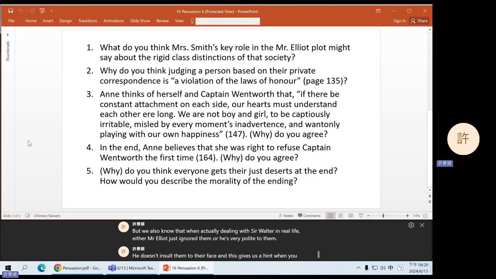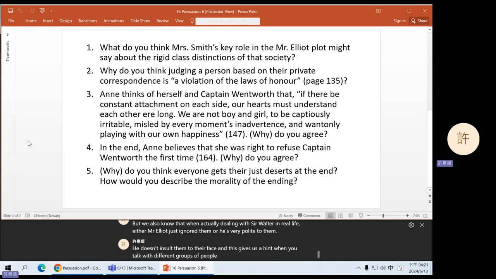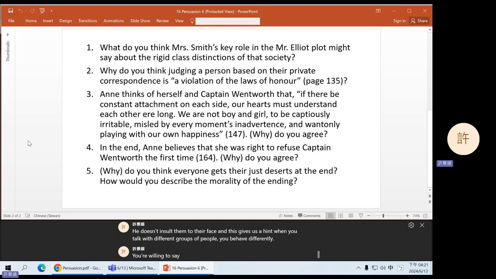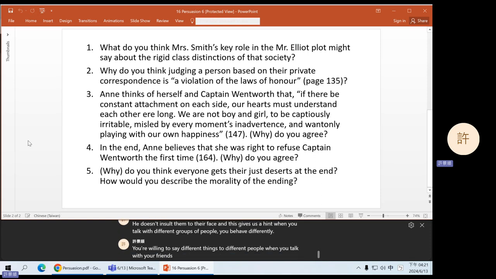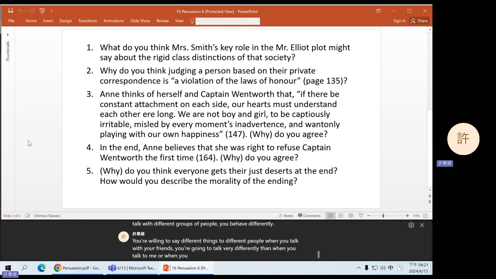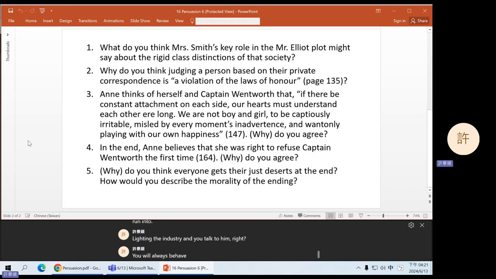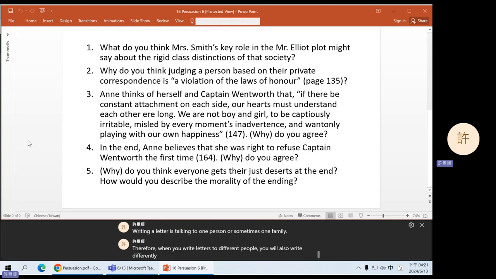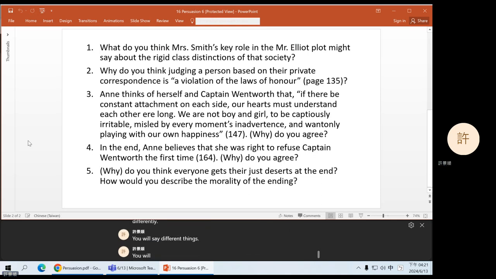When you talk with different groups of people, you behave differently. You're willing to say different things to different people. When you talk with your friends, you're going to talk very differently than when you talk to me, or when you talk to our department chair, or when you talk to our university president, or when you talk to your parents, or if you run into Lai Ching-de in the street and you talk to him, right? You will always behave differently to different people. Writing a letter is talking to one person, or sometimes one family. Therefore, when you write letters to different people, you will also write differently. You will say different things. You will hide different things depending on who you're writing to.